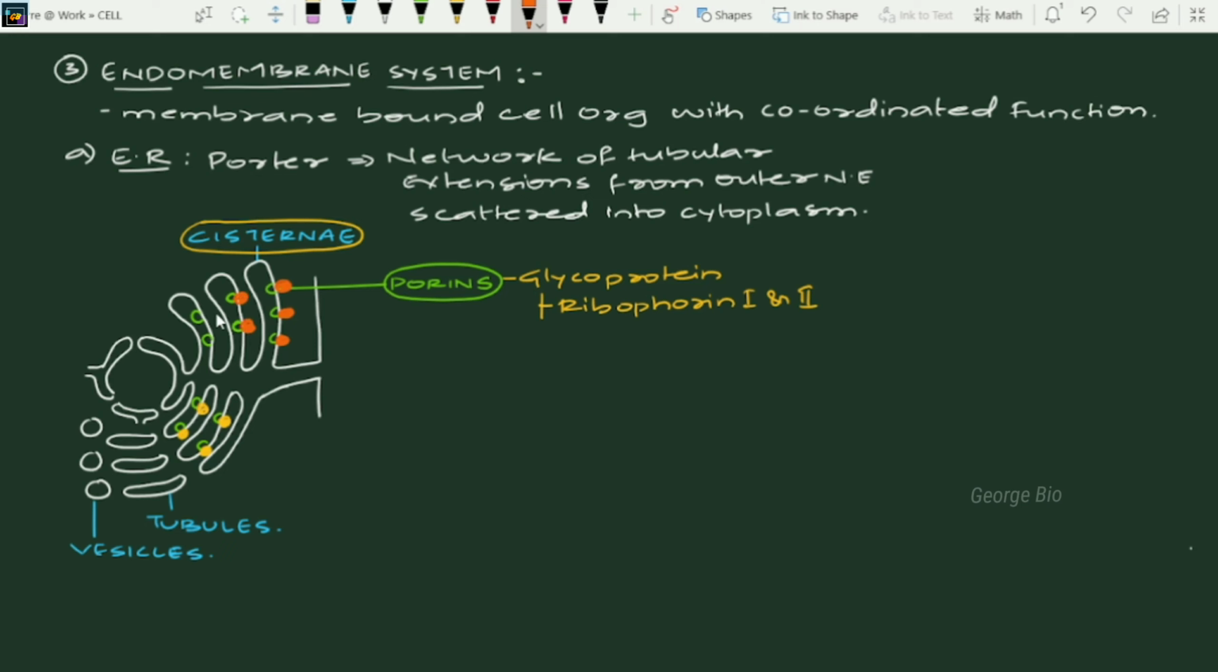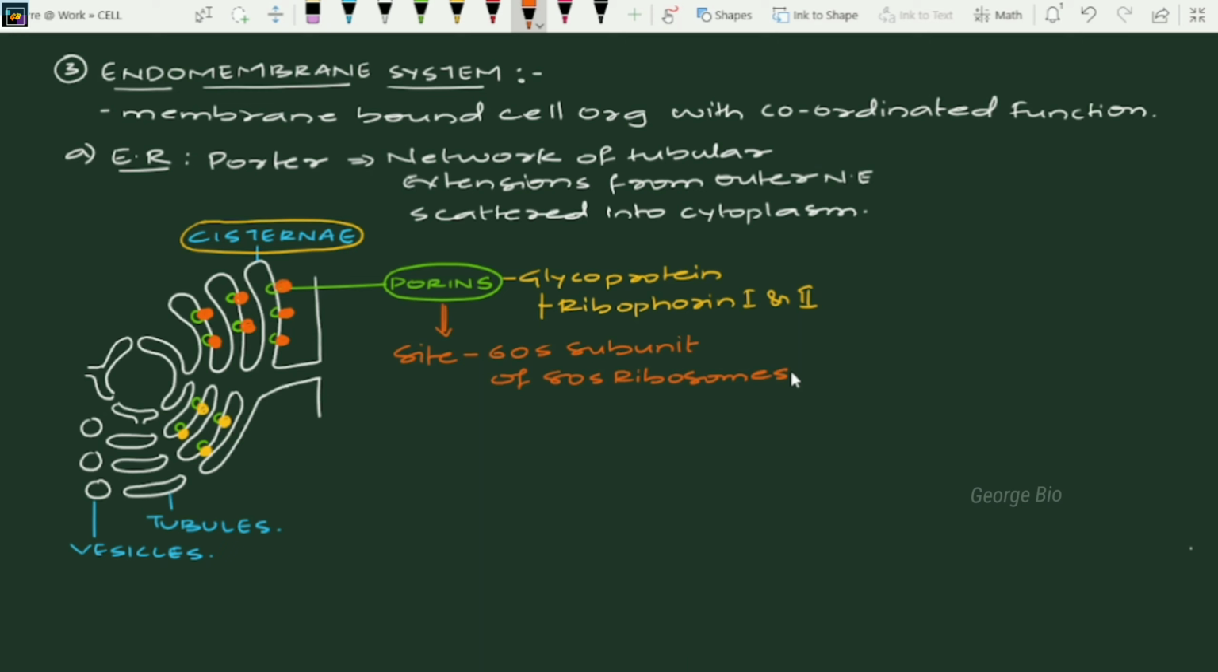And what is the subunit of ribosome that is exactly attached to these porins? That is the larger subunit of the 80S ribosome. So what is the function of porins? It acts like a site for the attachment of the 60S subunit of 80S ribosomes. So if a question is asked, what is the subunit of ribosome that is exactly attached to the endoplasmic reticulum? That is the larger subunit of 80S ribosomes.